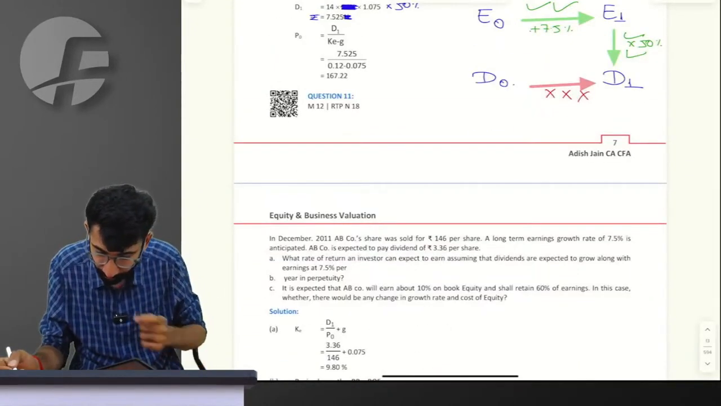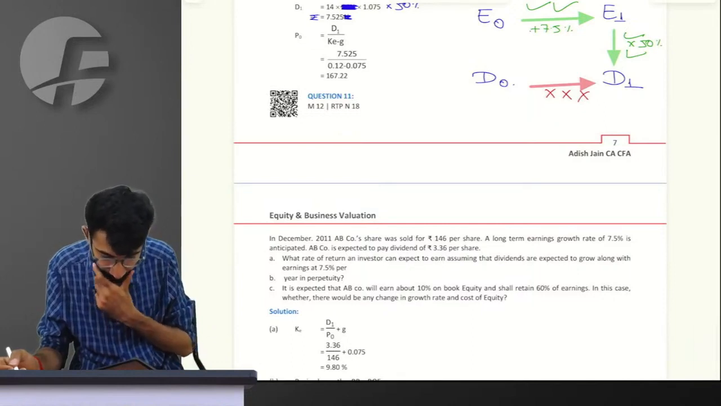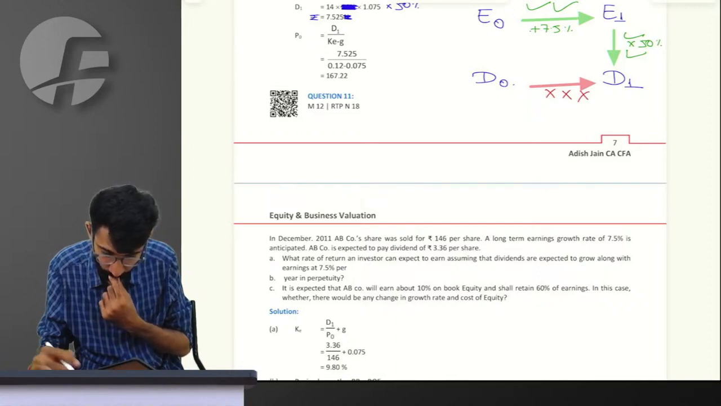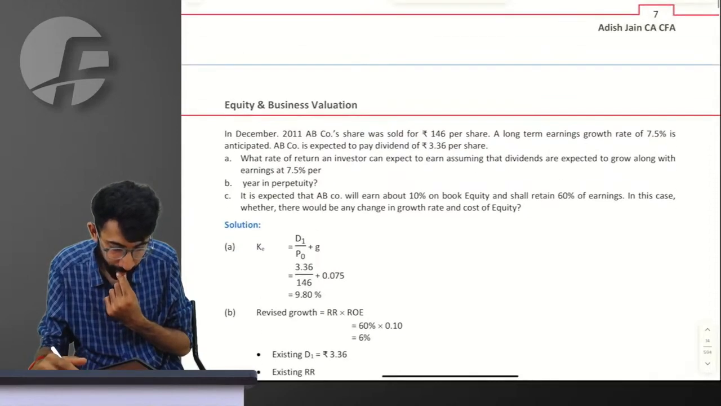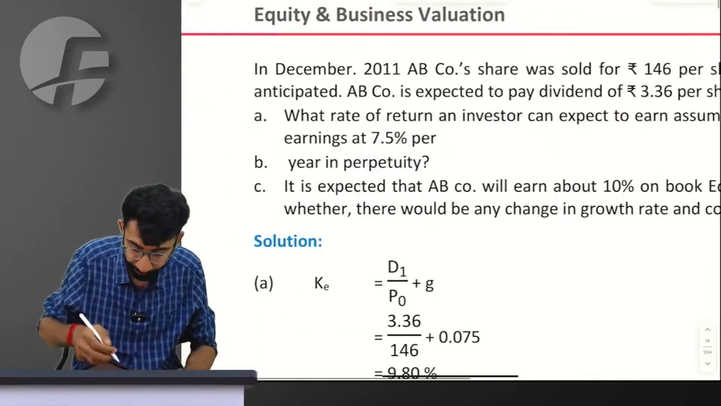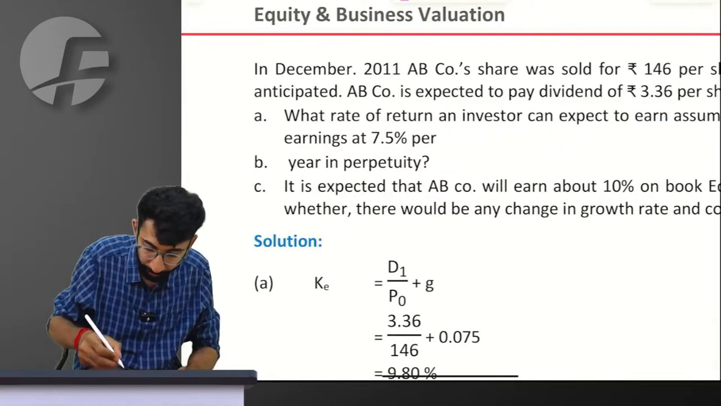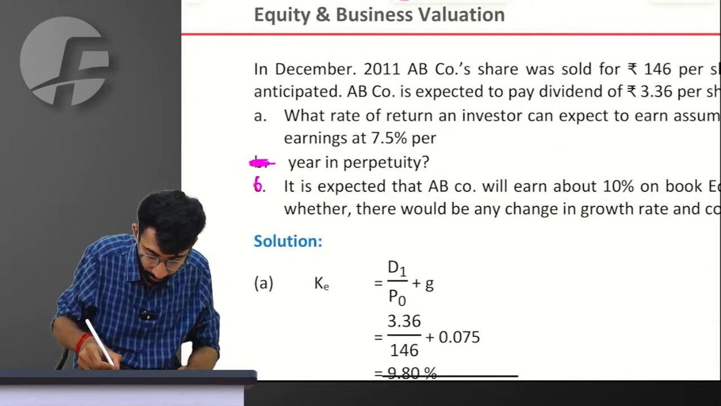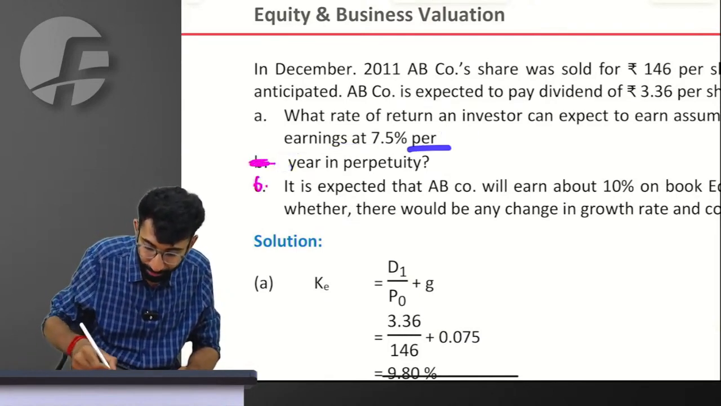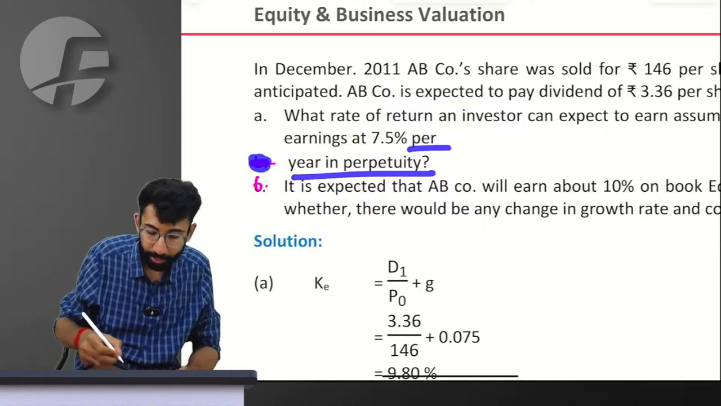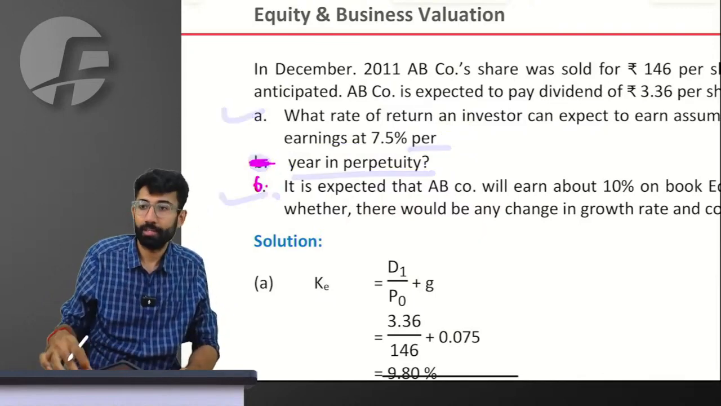Question number 11, an extremely easy question. You will have to do it on your own. Not on your own, I will have to make you do it. So please do a rectification. Basically, this is not part B. Part B is this. This is actually a continuation of the same question, basically per year and perpetuity. A and B are only the two parts.